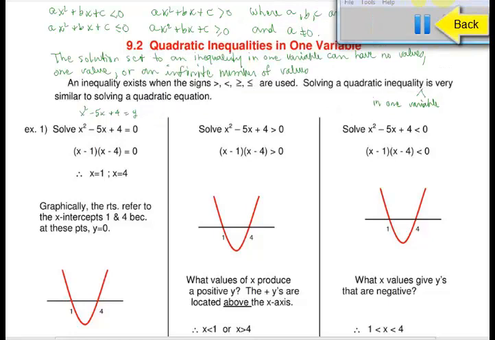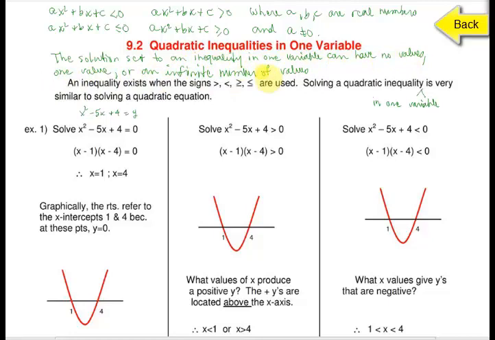Okay, so we're going to take a look at 9.2, graphing quadratic inequalities in one variable. We are going to be taking a look at quadratic inequalities in the form of ax squared plus bx plus c is less than 0, less than or equal to 0, greater than 0, greater than or equal to 0, where a, b, and c are real numbers and a can't be 0. The solution set to inequalities in one variable can have no values, one value, or an infinite number of values.